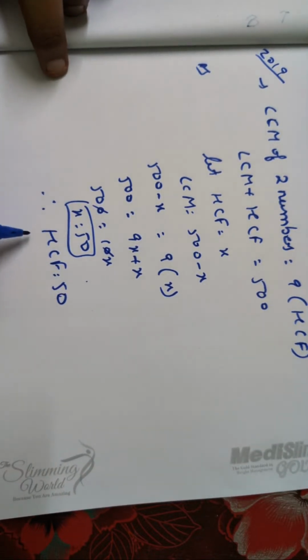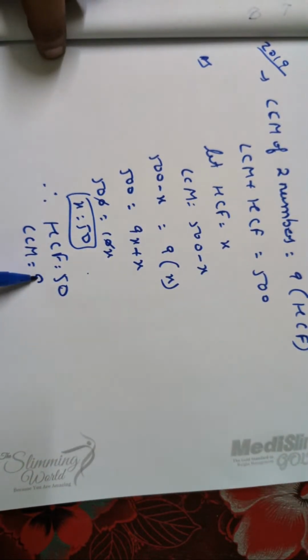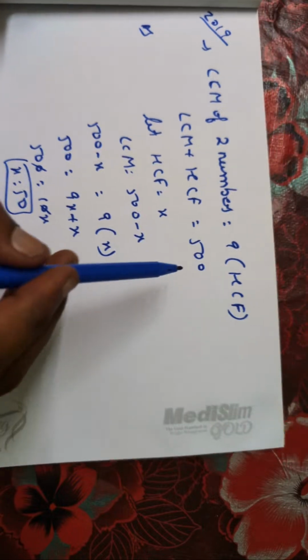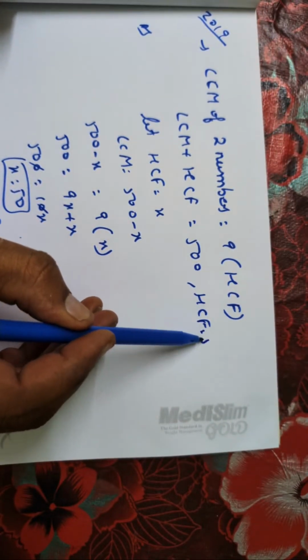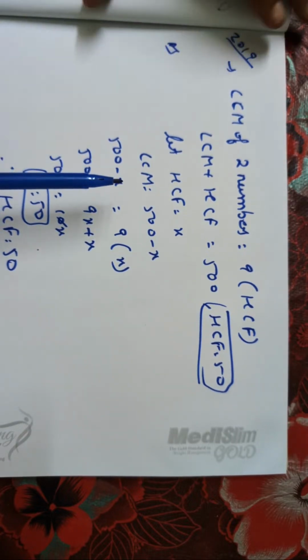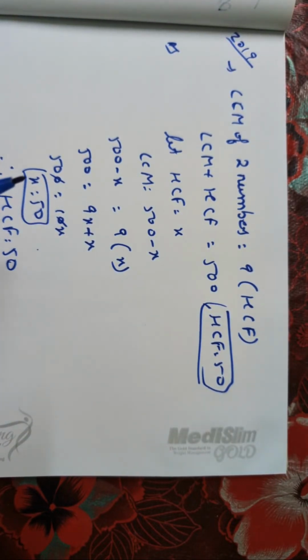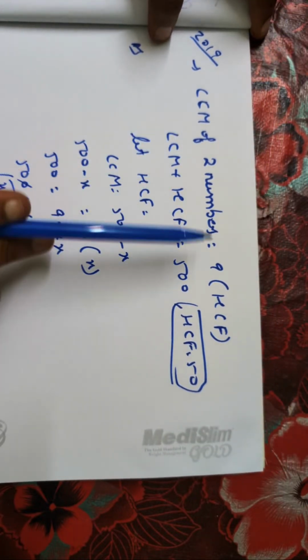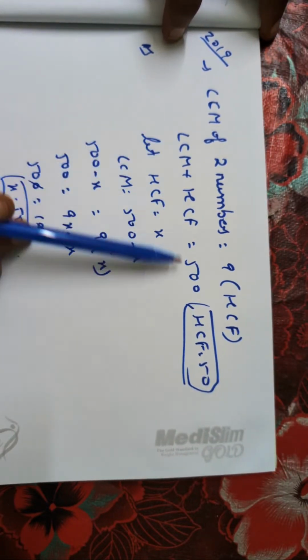And what about LCM, if they ask? LCM will be equal to 9 times HCF, which is 9 into 50, which is equal to 450. But they asked only HCF, so HCF equal to 50 is the answer. So this is also easy, it just doesn't belong to the first chapter, because it's related to polynomials kind of thing, but still it's a basic answer, where LCM they have mentioned 9 times HCF and the sum is equal to 500.